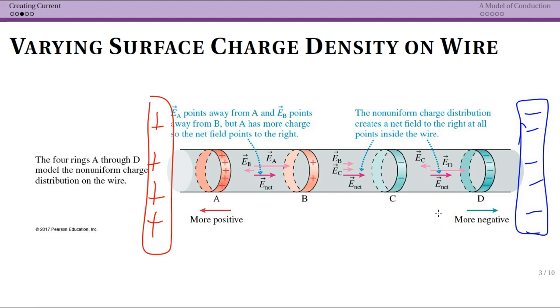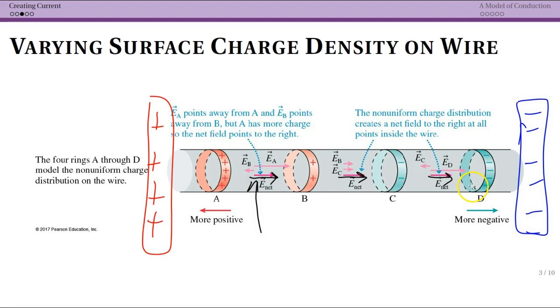And this situation here is what we just talked about on the previous slide, that we have very positive and we have less positive, and that results in an electric field to the right. Over here, we have a little bit negative and more negative. That also results in an electric field to the right. If you're in between some positive and some negative, very obviously, that creates an electric field to the right. So you see that in this scenario, the varying surface charge densities will naturally give us an electric field throughout the wire.